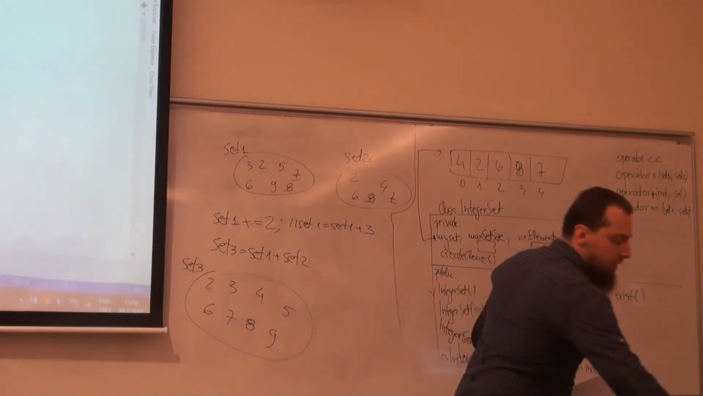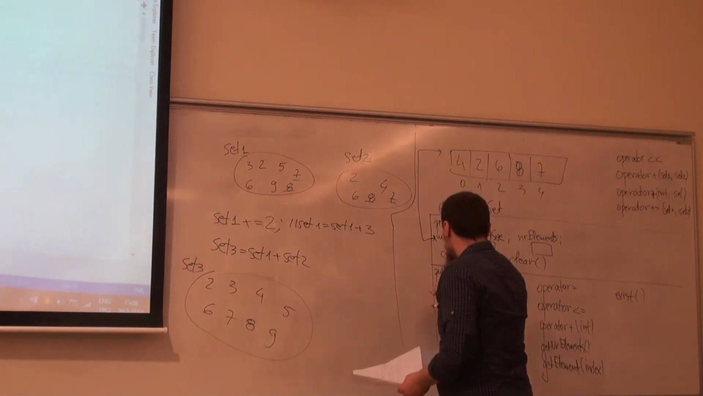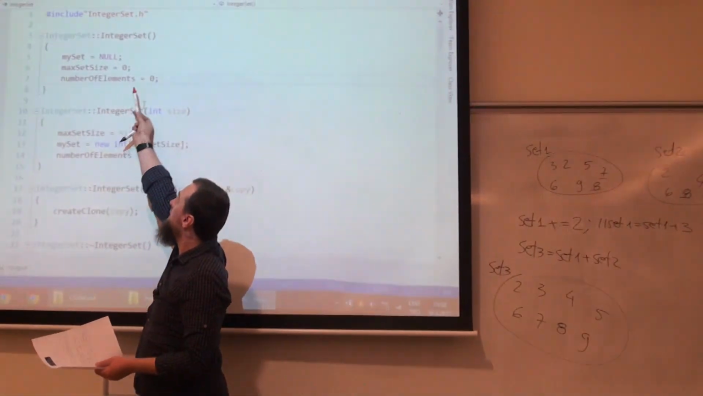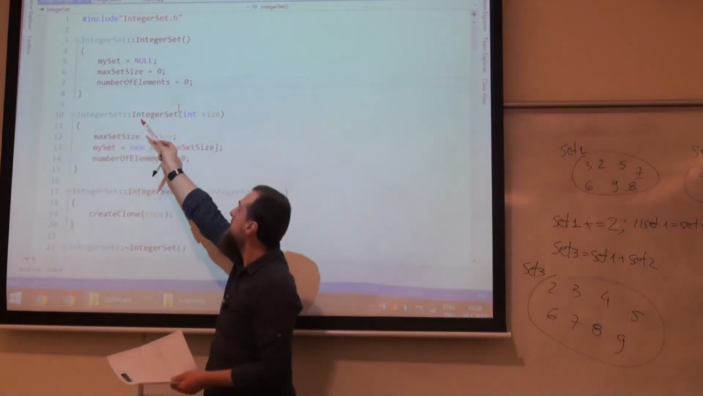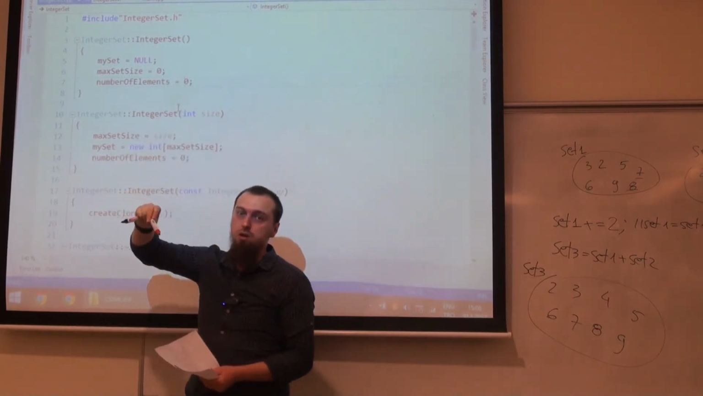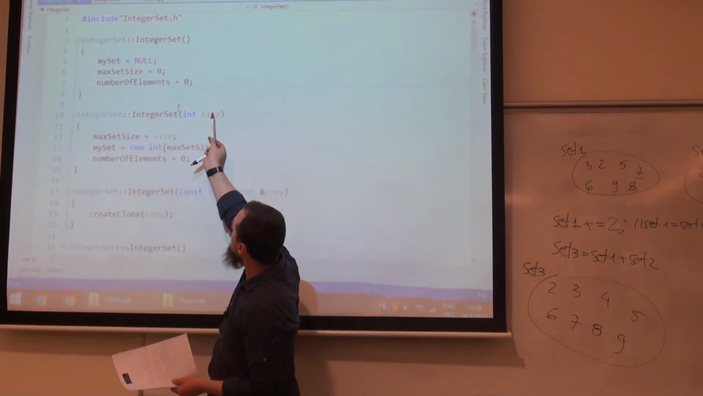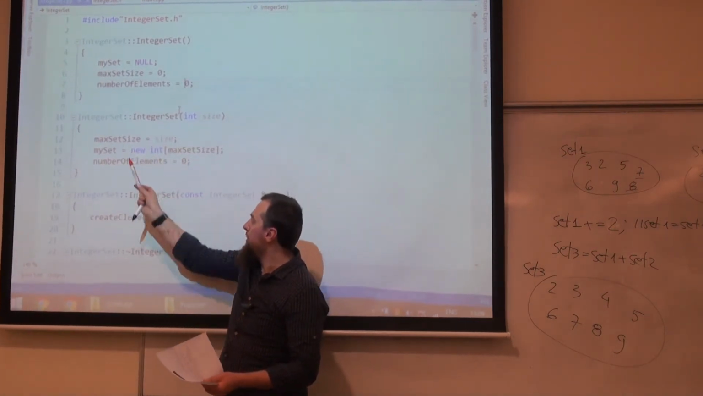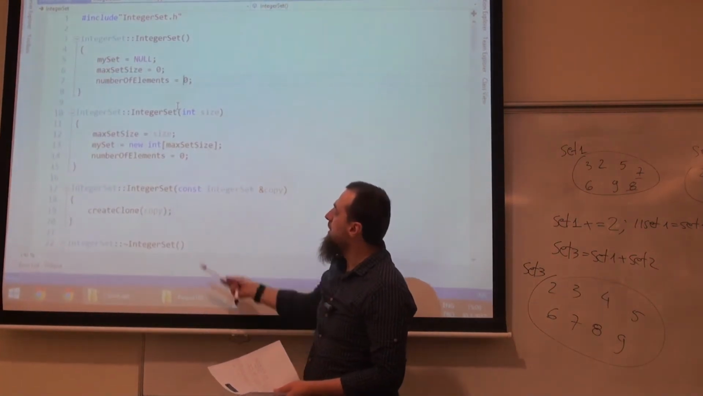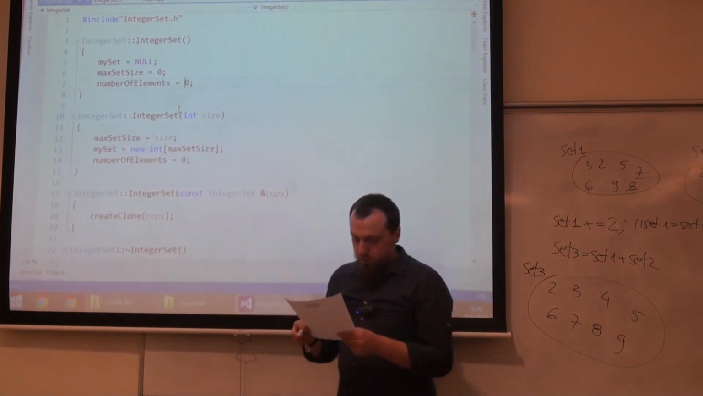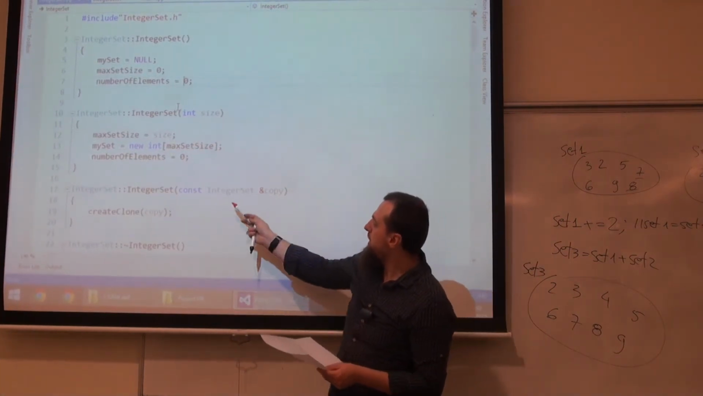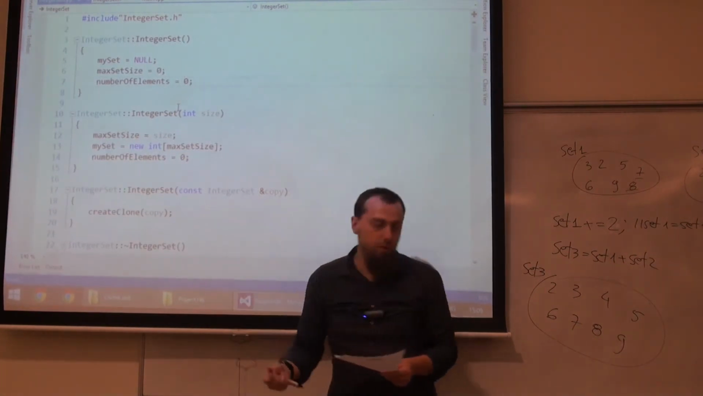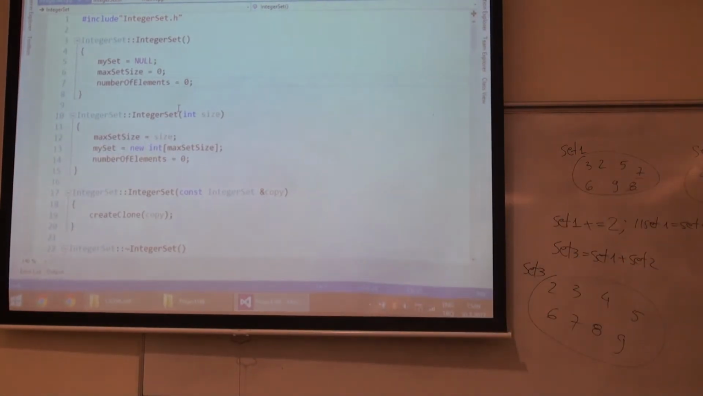So IntegerSet was done. Remember, when you declare an IntegerSet variable without parameters, you call this constructor. When you declare it with an integer parameter, you call this one. Okay? Now let's see when I call it with another integer set. Basically, it's when I call the copy constructor.